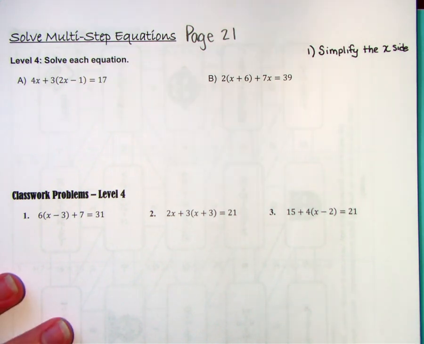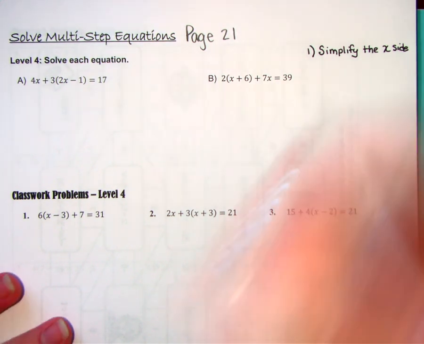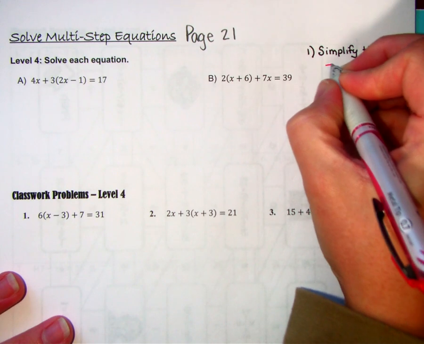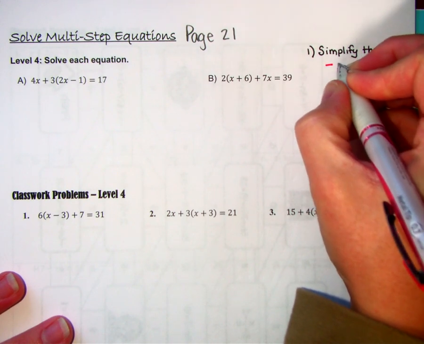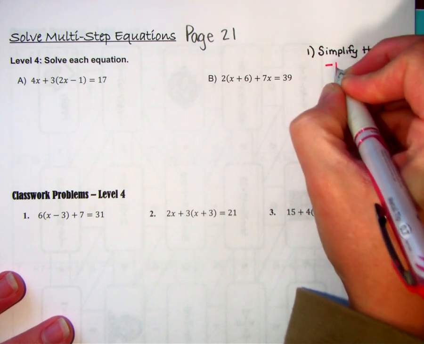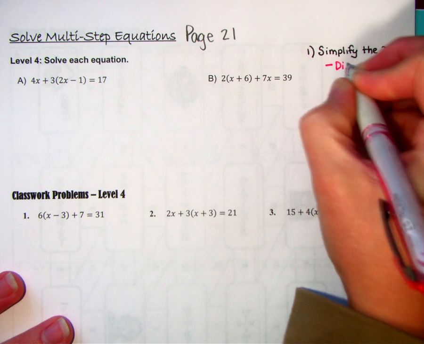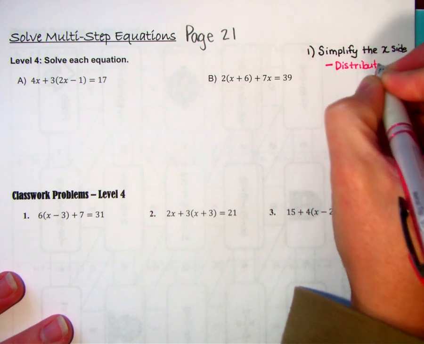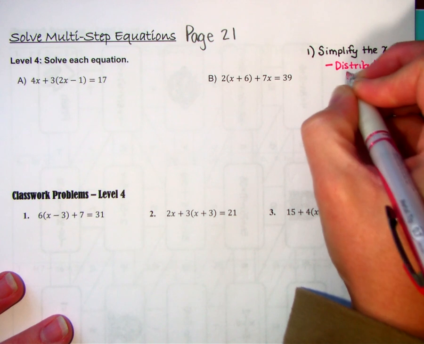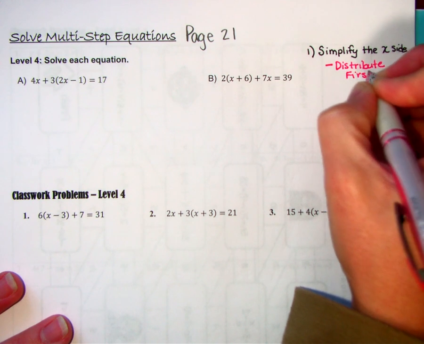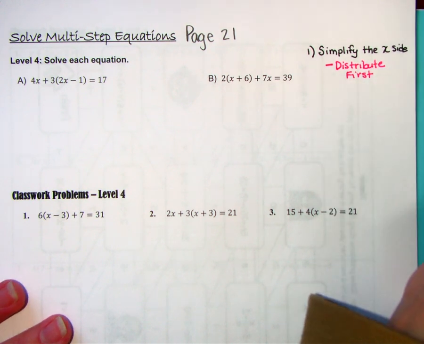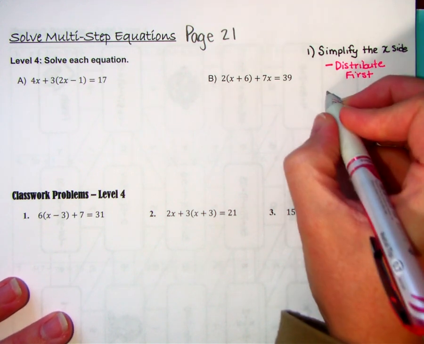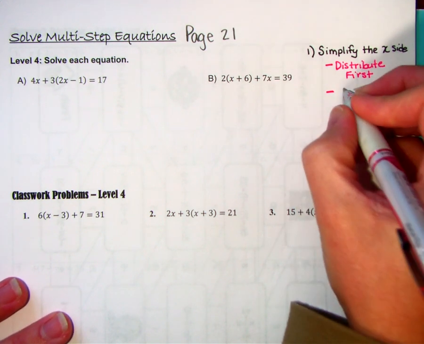But when you do that, which thing am I doing first? The first thing you have to do when you simplify is get rid of the parentheses. So you have to distribute. If there's any distributive property in any problem, that is the first thing you should do. The second thing you should do is do any combining.